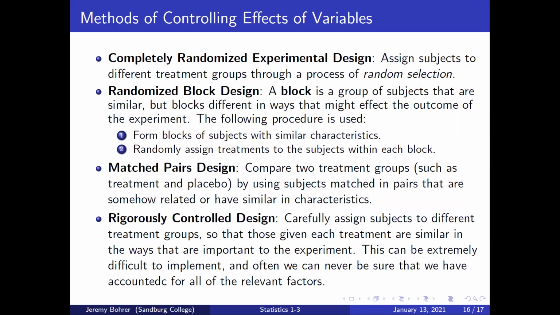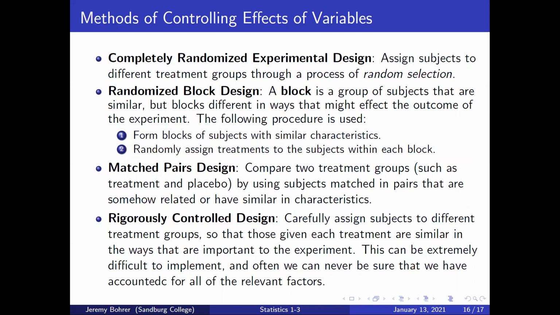Completely randomized experimental design means to assign subjects to different treatment groups through a process of random selection. Randomized block design. A block is a group of subjects that are similar, but blocks differ in ways that might affect the outcome of the experiment. The following procedure is used. First, form blocks of subjects with similar characteristics, and second, randomly assign treatments to the subjects within each block.